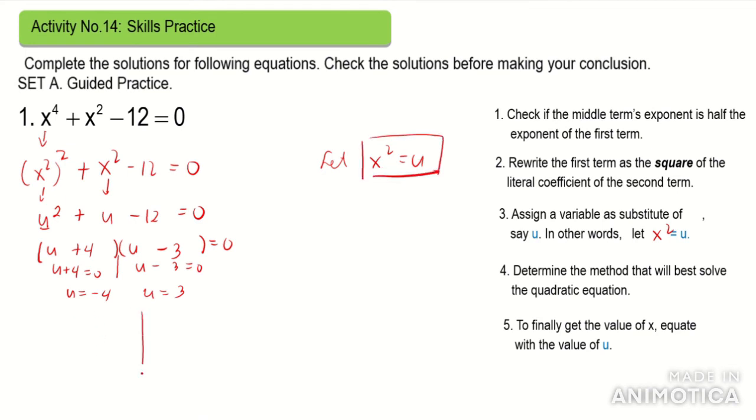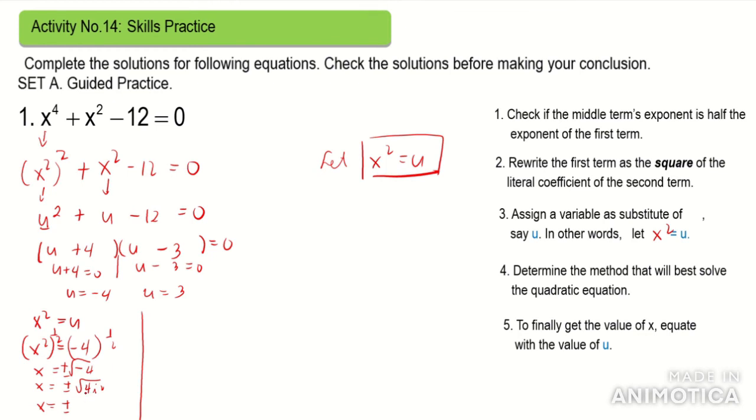So we have x squared is equal to u. So x squared is equal to -4. Then we raise both sides to the reciprocal of 2, which is 1/2. So we have here x is equal to positive negative square root of 4. And we all know that the square root of -4 can be written as 4i squared. Then we get now the roots.